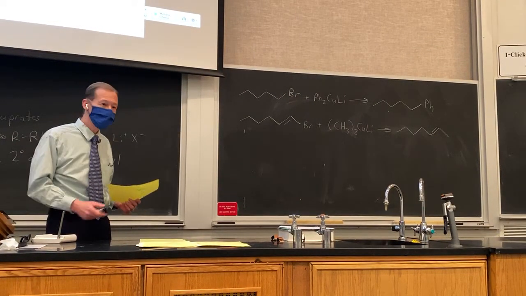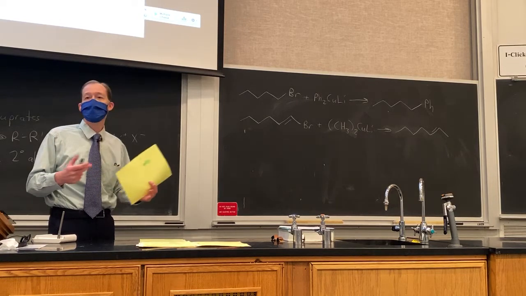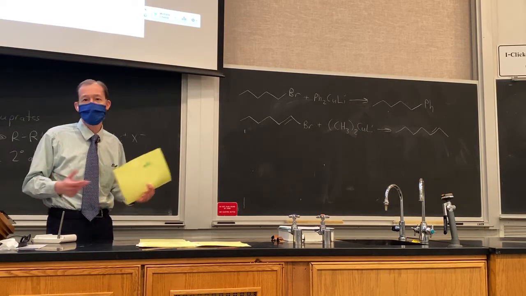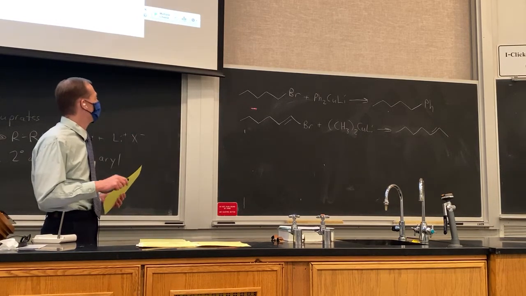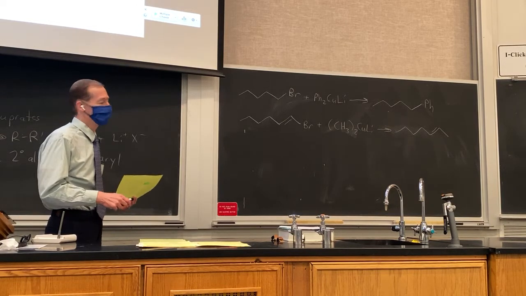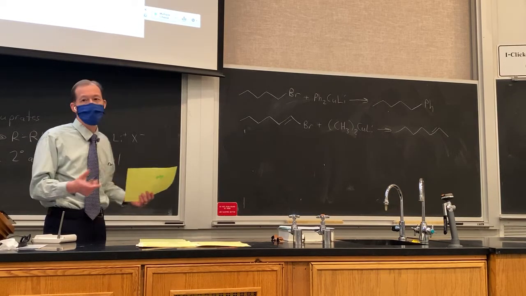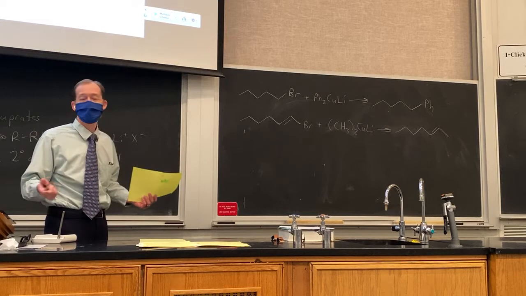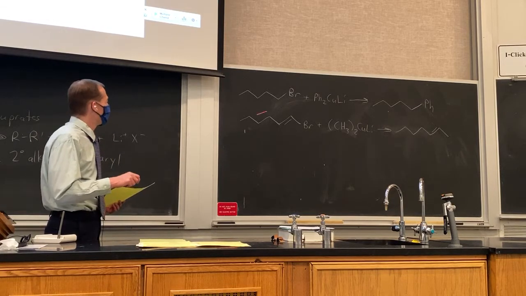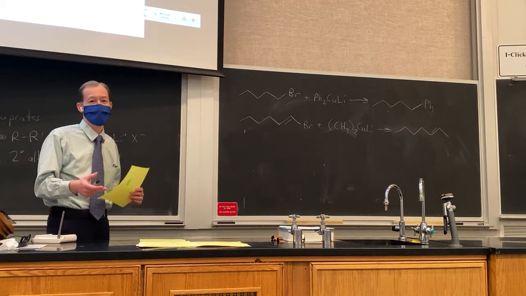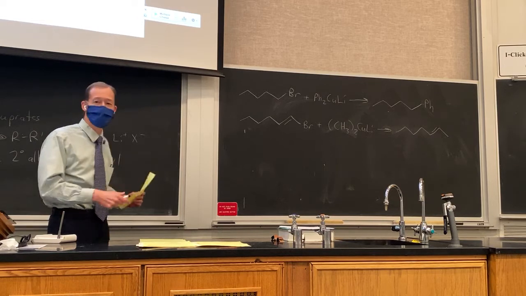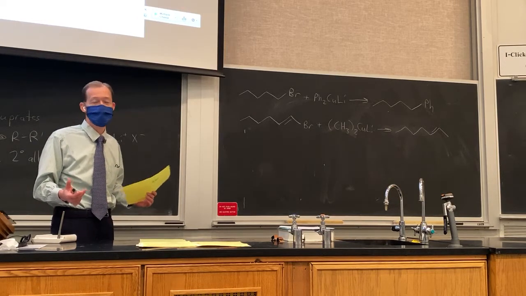And because the groups on the cuprate and the halide are interchangeable, you could have an alkyl halide and an aryl or vinyl cuprate, like we do in the top example, or you could have a vinyl or aryl halide and an alkyl cuprate. Either of those combinations works.